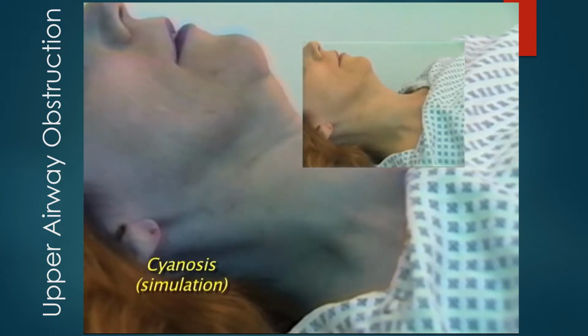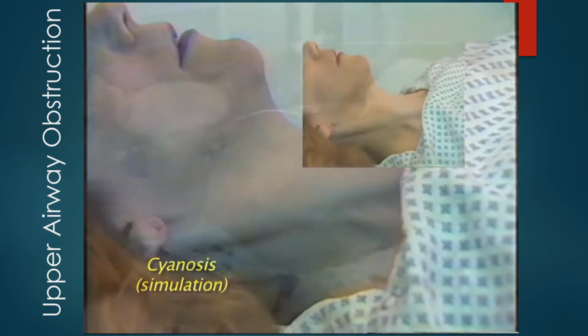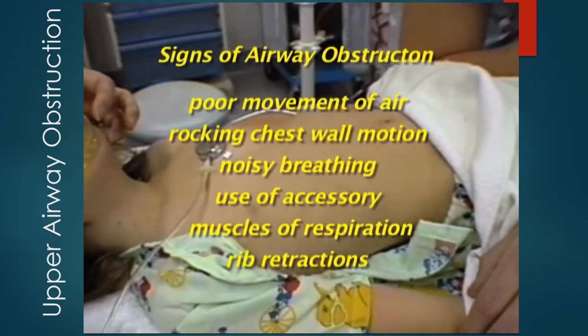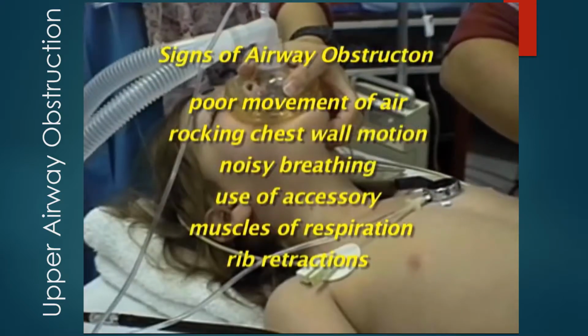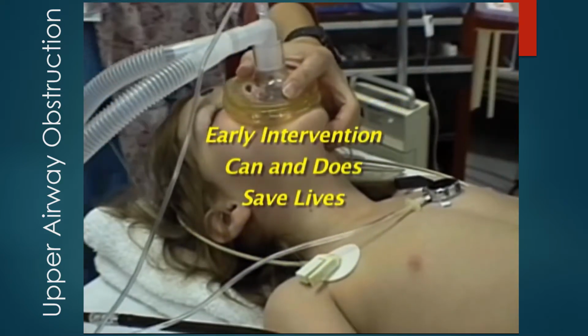An oxygen saturation monitor is much more reliable if you have one. The ability to manage airway obstruction and to ventilate the patient with a bag valve mask device are essential skills in patient management. Early intervention can and does prevent problems and improve outcomes.